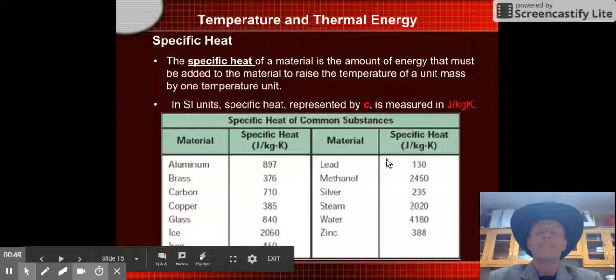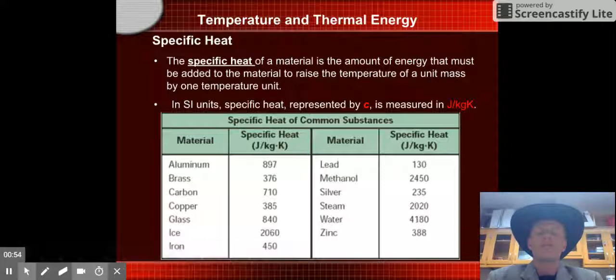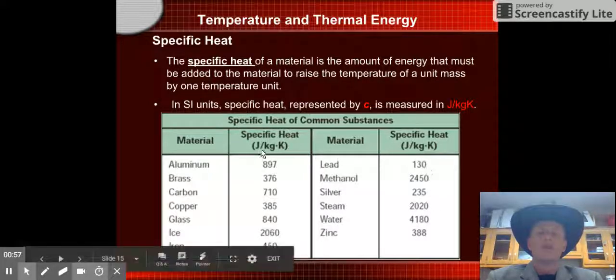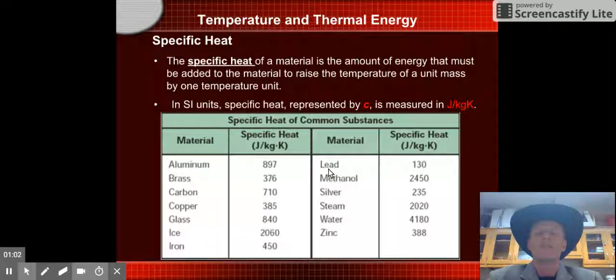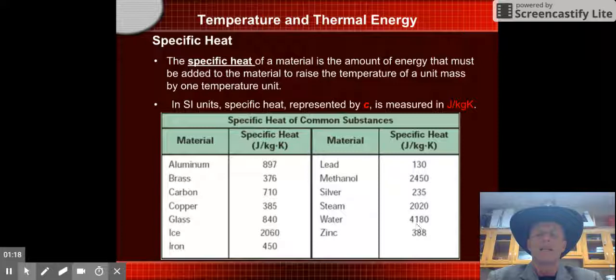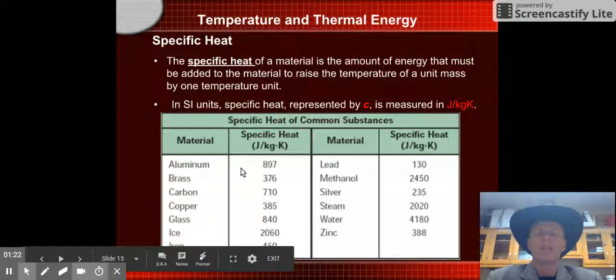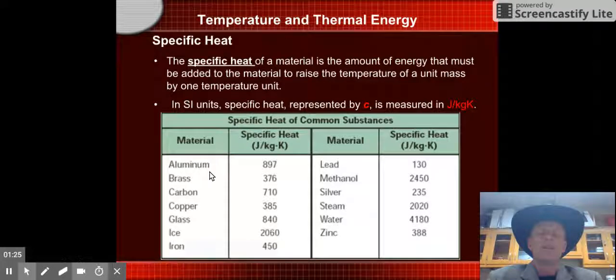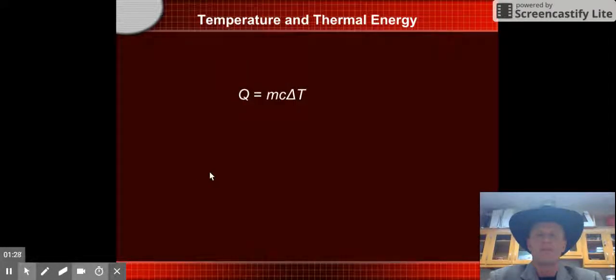Well, the ones with the biggest number, water has the biggest number on this chart, are going to change the least. The ones with the smallest number are going to change the most. So lead would be the hottest. If you put them all in at 70 degrees, room temperature, and left them in an oven set for 400 degrees for 10 minutes, the lead is going to be the hottest one to touch, and the water is going to be the coolest to touch. So again, the specific heat is a number that tells us how hard it is to change an object's temperature.